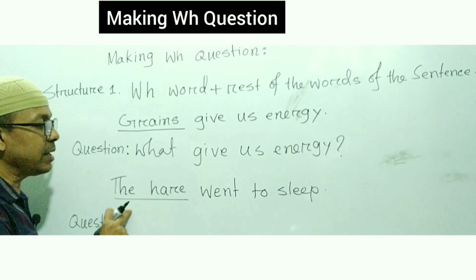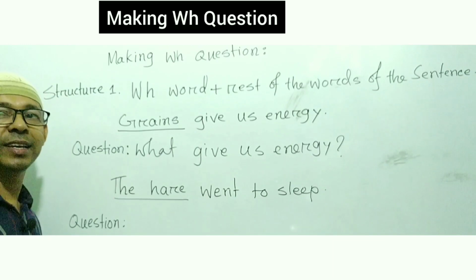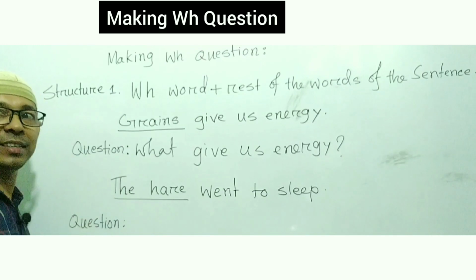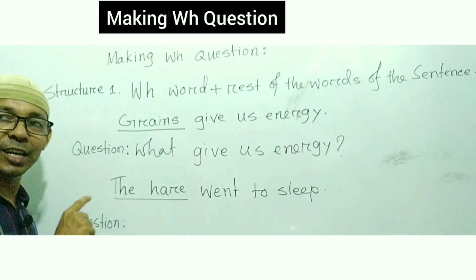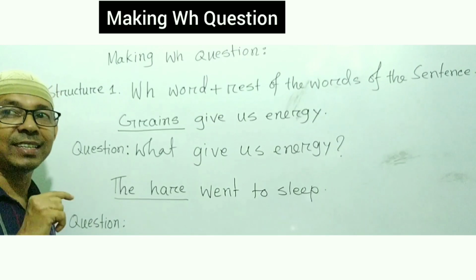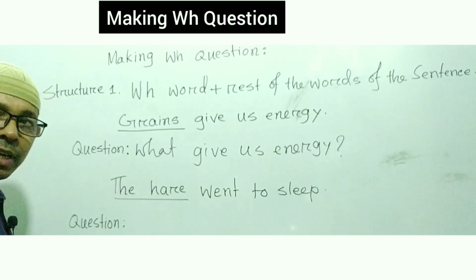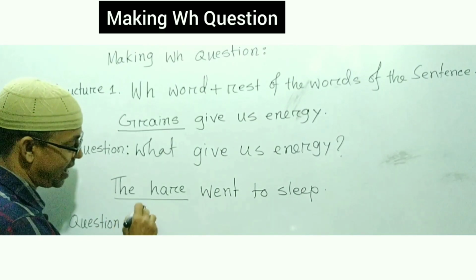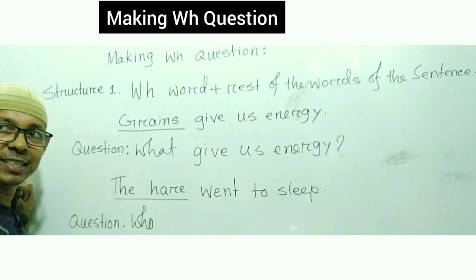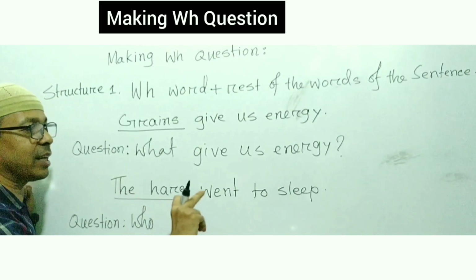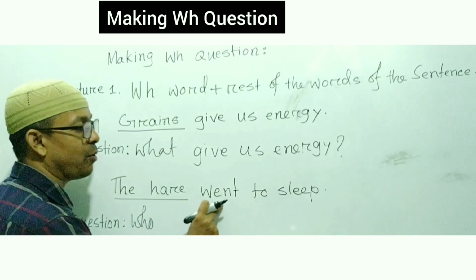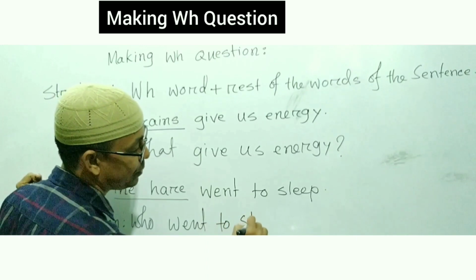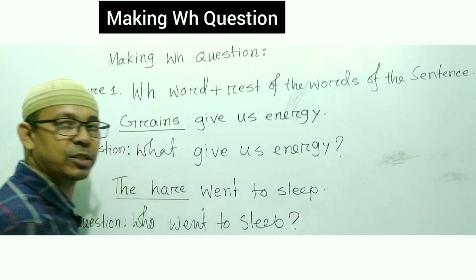Okay, second one: "The hare went to sleep." So at first, what do you have to do? Yes, look at the underlined word. The underlined word is "the hare," and it indicates a person. And we know that if the underlined word indicates a person, the WH word will be "who." After writing the WH word, all the rest of the sentence will be written: "went to sleep," and a question mark should be given.